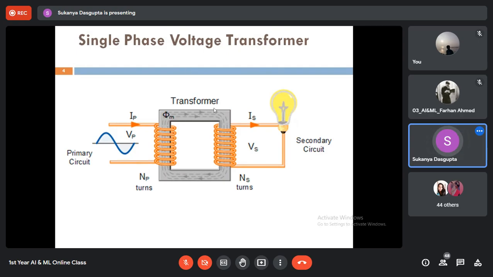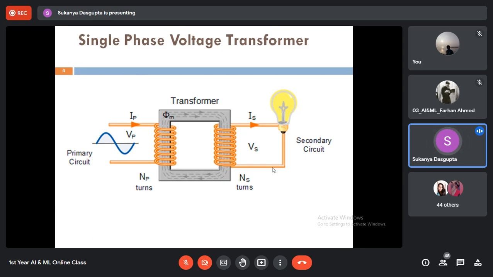Now look at the secondary circuit or secondary side. It is also having NS number of turns. The voltage developed across the secondary coil is VS, and the current flowing through the secondary circuit is IS, and this is a bulb which is nothing but a load, right? So if you connect a bulb, or a load, across the secondary circuit, then only will the secondary current flow through the load. Then only this part will be completed and current can flow. Otherwise, no secondary current will flow if there is no load, if there is no bulb across the secondary side of the transformer.